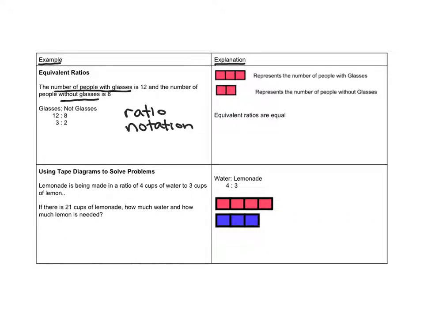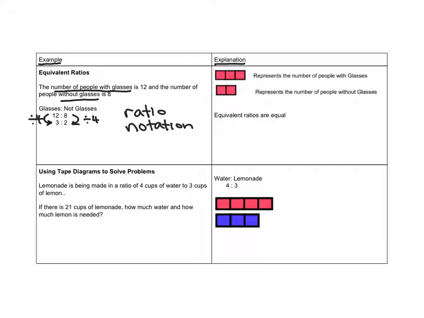And underneath you can see I also have the ratio of 3 to 2, and that's because we're looking at equivalent ratios. I know that 12 divided by 4 equals 3, and 8 divided by 4 equals 2. And since I can divide both by 4, 3 to 2 is an equivalent ratio to 12 to 8.